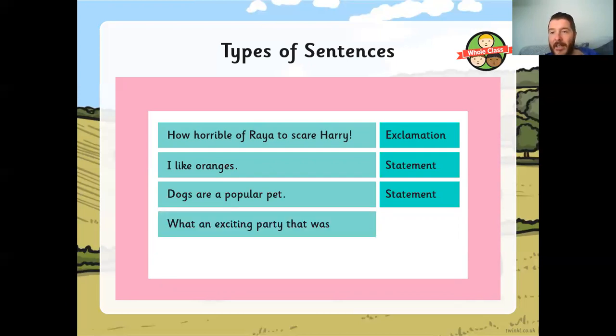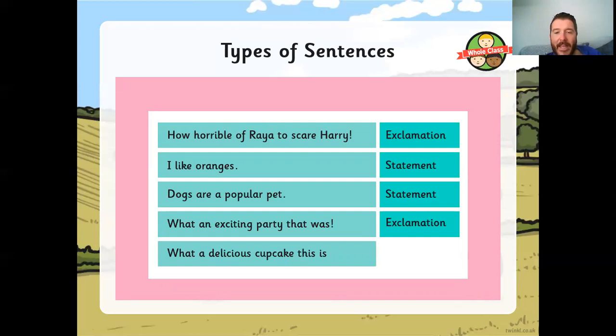What an exciting party that was. Statement or exclamation. What do you think? Let's check. It's an exclamation. We know that because it starts with what. It ends with an exclamation mark, and it's also got that funny bit at the end. That was.